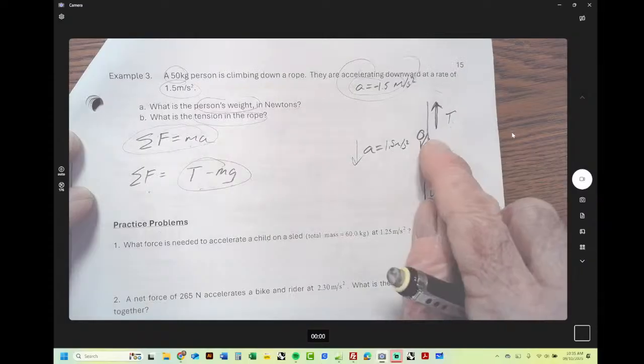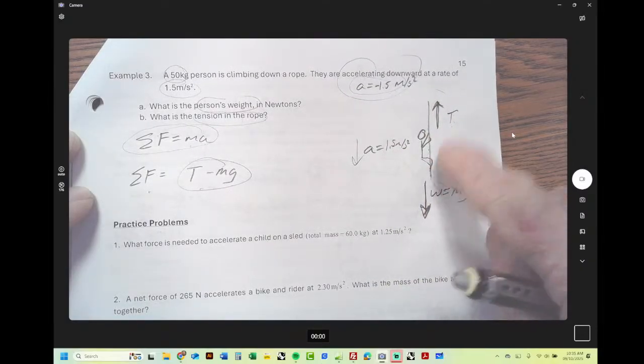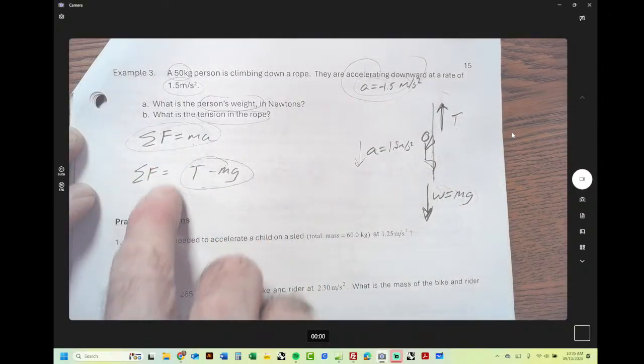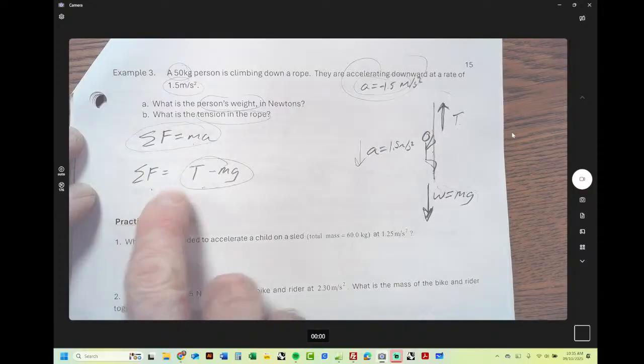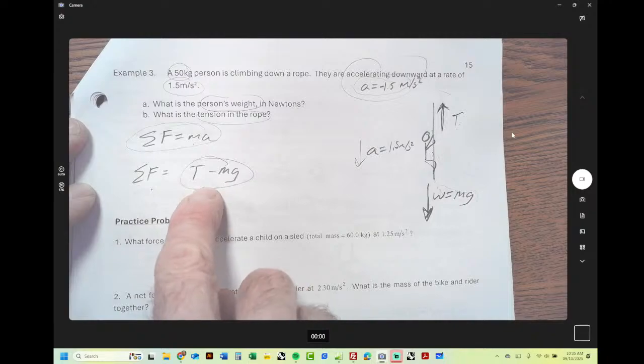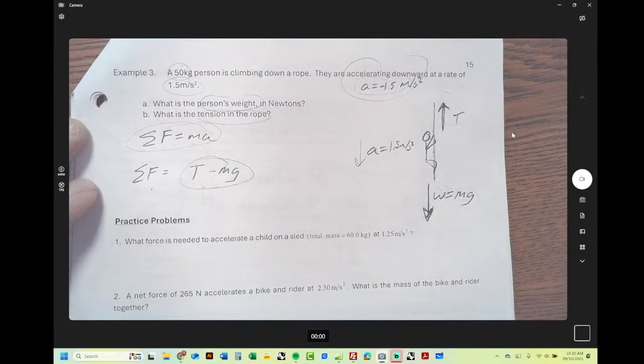So the problem-solving strategy is to draw a picture, show all the forces acting on the object, in this case the person, and then write two equations for the net force acting on the object, the person. So net force equals ma, net force equals T minus mg, and then the final step is to do what?